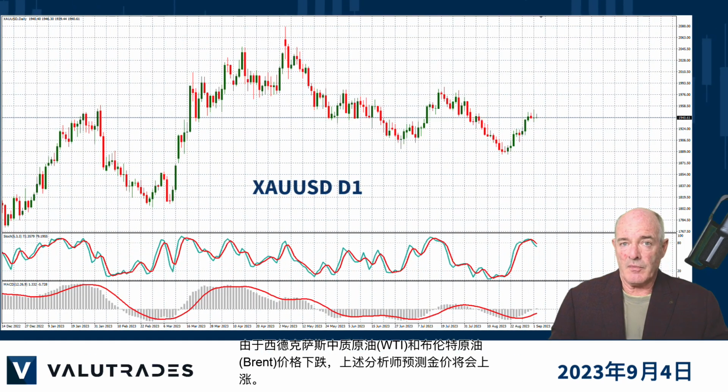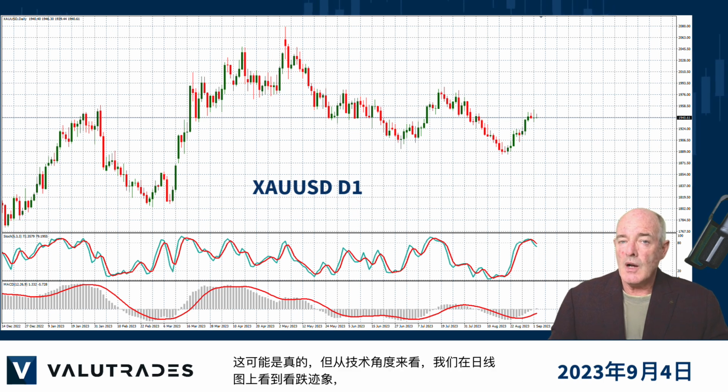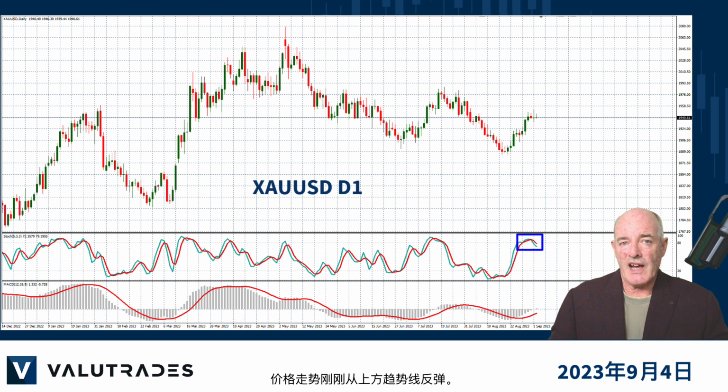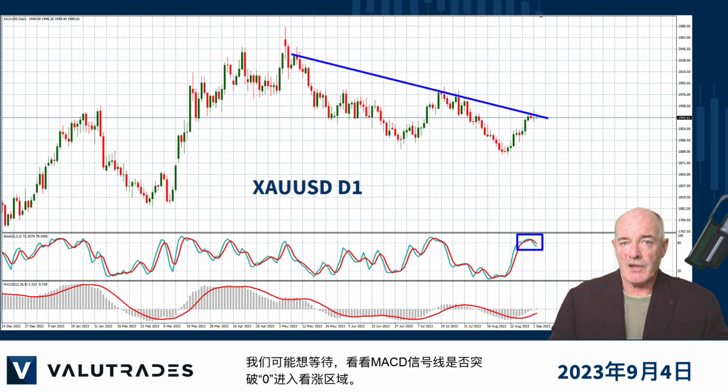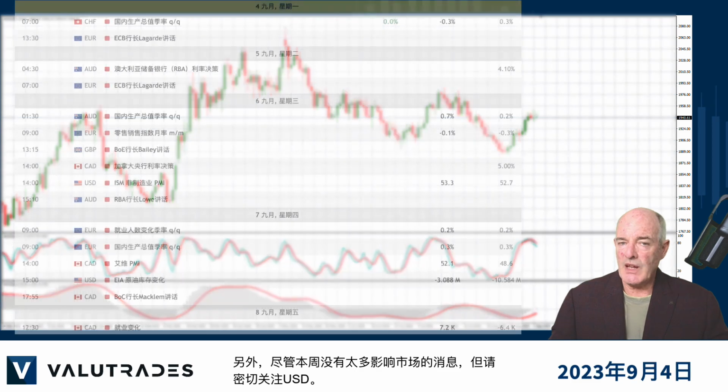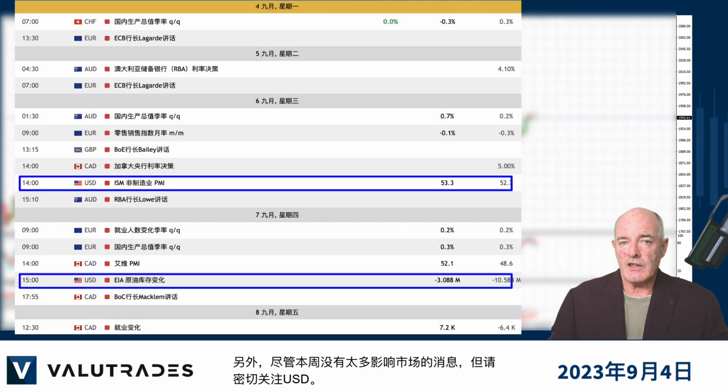The same analysts are predicting a rise in the price of gold based on the falling price of WTI and Brent. This may be true, but from the technical side, we see bearish indications on the daily chart, with price action just bouncing off the upper trend line. We may want to wait then and perhaps see if the MACD signal line passes above the zero into bullish territory. Also, keep an eye on the US dollar, even though we don't have much market-moving news this week.